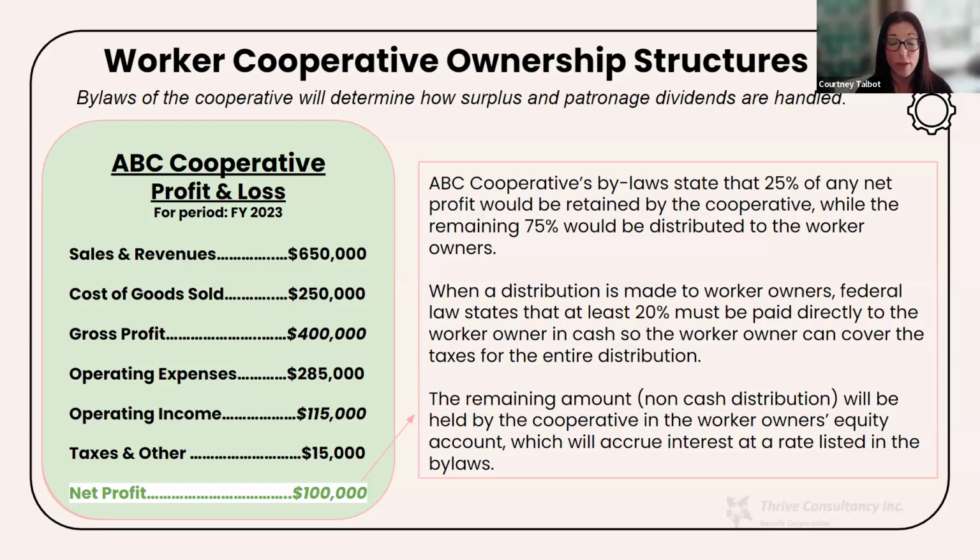That's not to say that a cooperative wouldn't decide that if a worker owner needs to tap into that equity, maybe they could get a portion of it. Maybe they want to buy a house or something. Those are all specific to the cooperatives and their bylaws and what they've determined is acceptable.